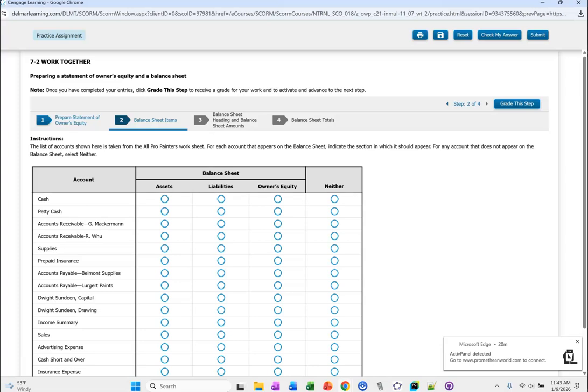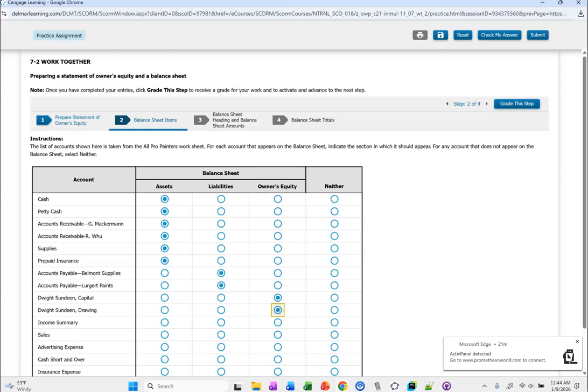All right. Balance sheet items. So we have to categorize what each of these accounts is: asset, liability, equity, neither. Petty cash. That's an asset. Accounts receivable. Supplies. Prepaid insurance. Accounts payable. Capital. Drawing.